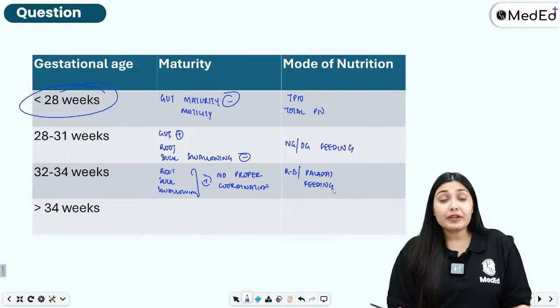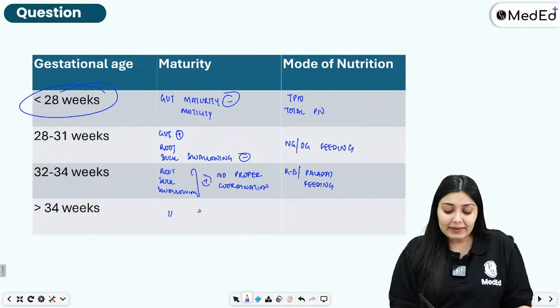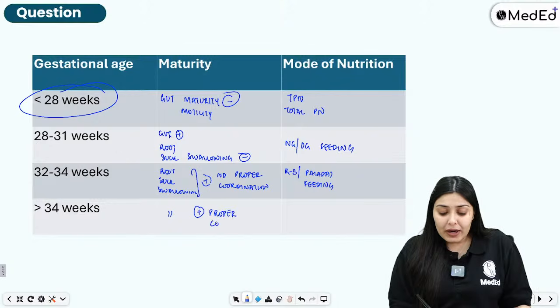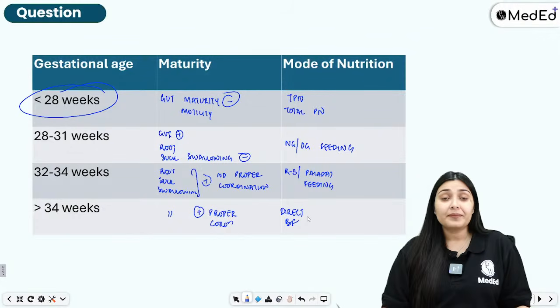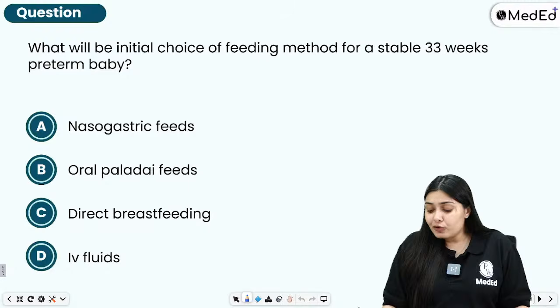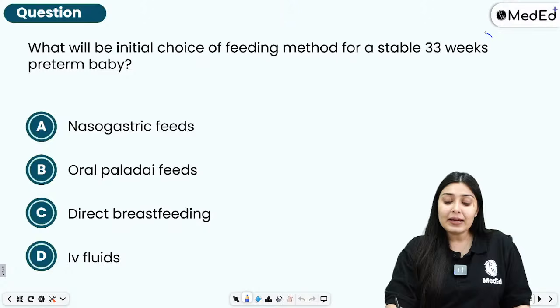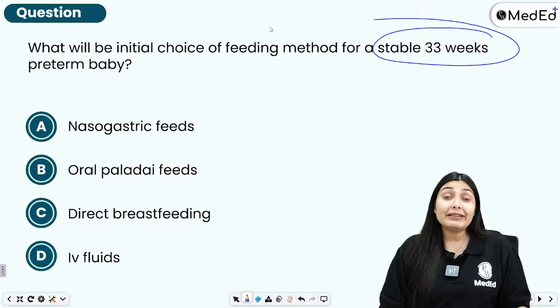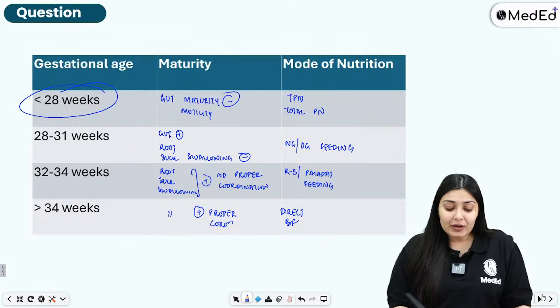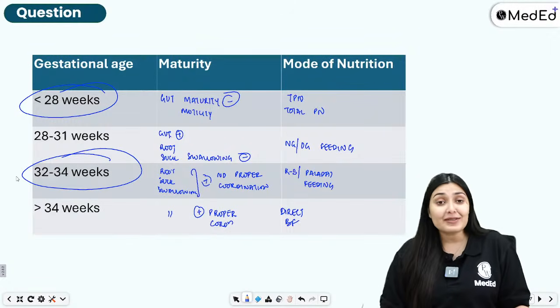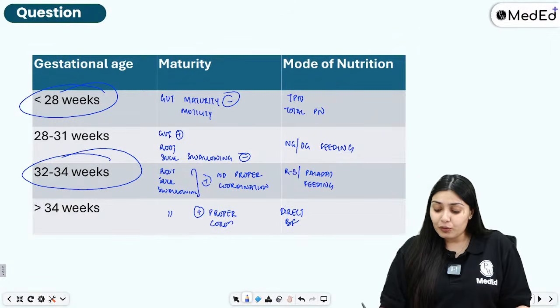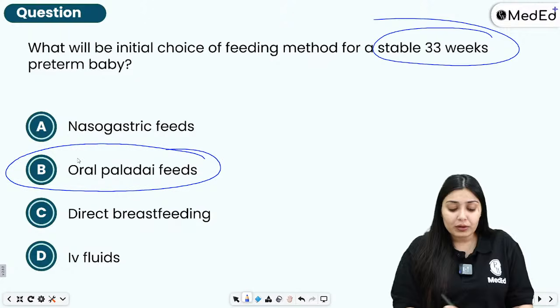And after 34 weeks, all of these are there and there is proper coordination too. So I am going to give direct breastfeeding. Right? So let's move to our question. They were asking about a stable 33-week-old. So we understood that 33 weeks would be in this bracket. Here we'll give paladai feeding, oral paladai feeding.